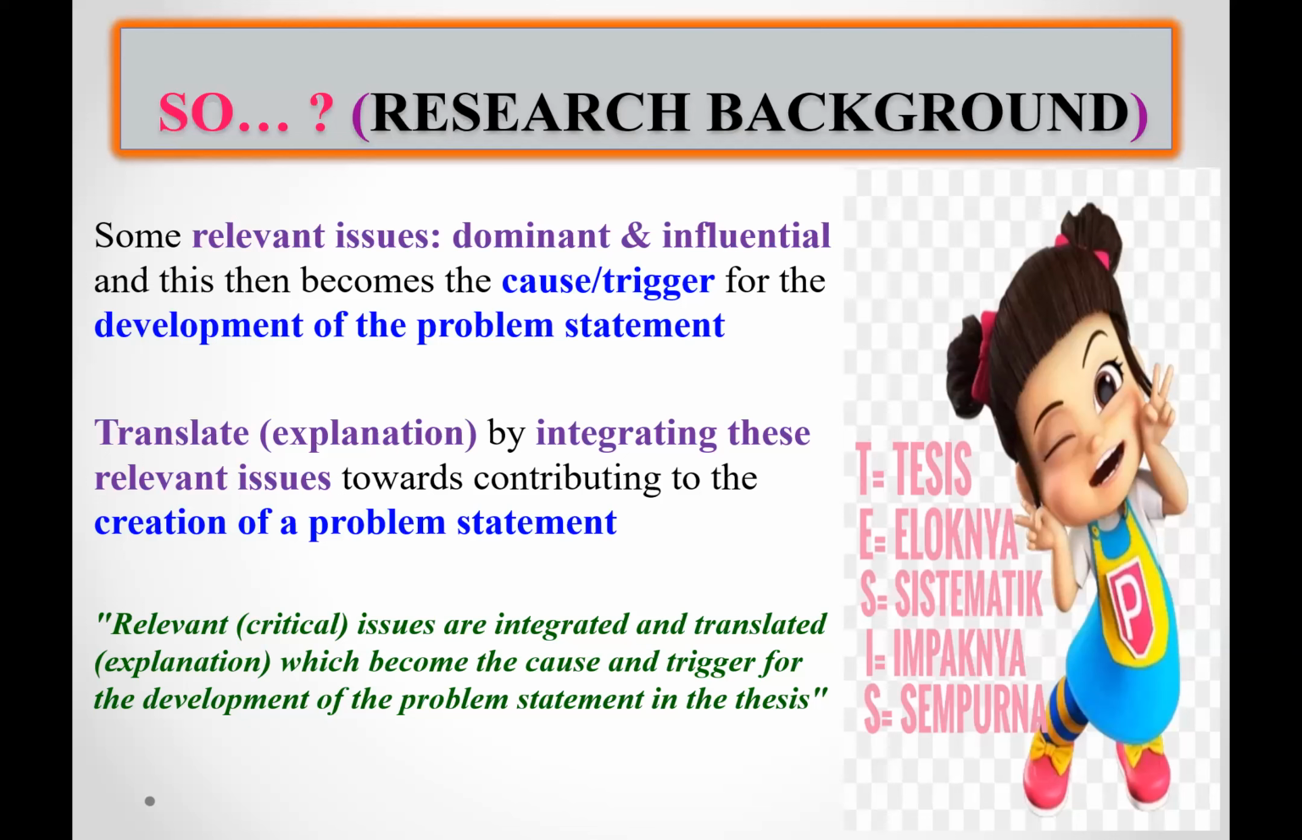So we conclude the research background. Some relevant issues are dominant and influential. And these become the cause and trigger for the development of the problem statement that I already highlighted. So these relevant issues, dominant and influential, are the cause and trigger in order to propose the problem statement. So you cannot write a problem statement without any issues. How important are issues for us to write the problem statement? How come we can write the problem statement without any issues? That is the conclusion, number one.